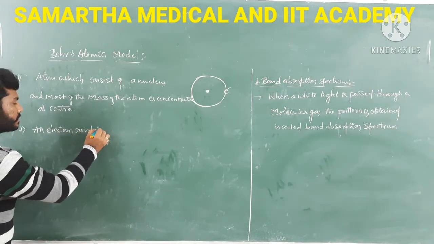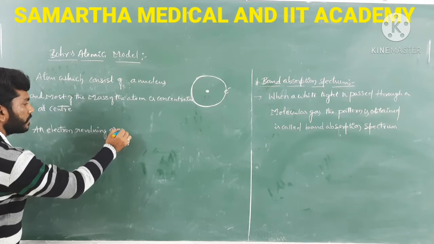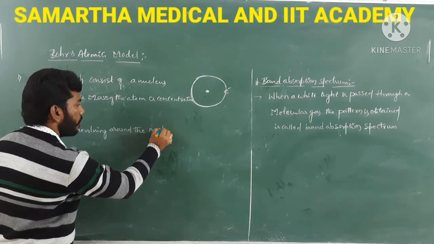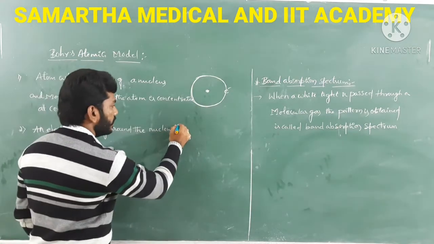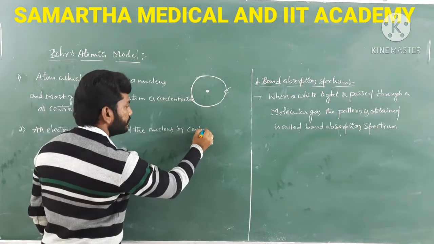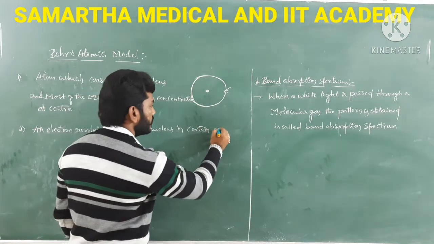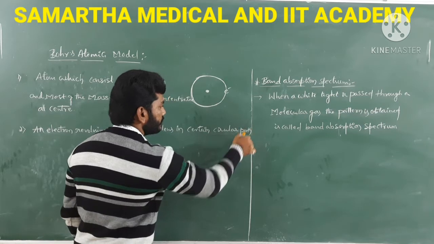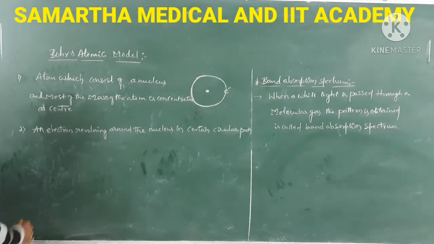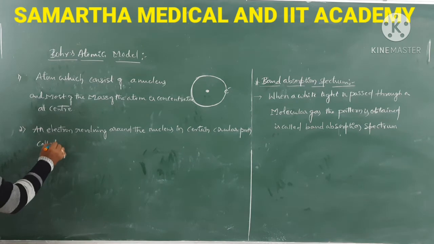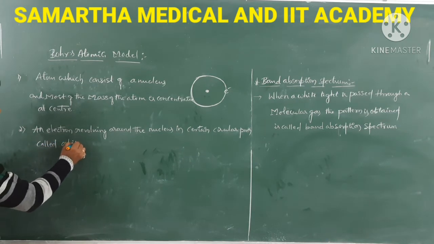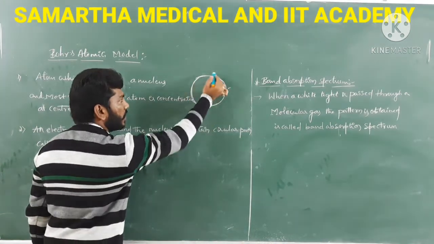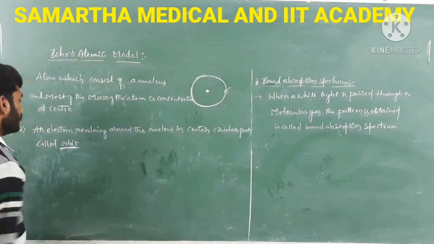revolving around the nucleus in a certain circular path, called an orbit. Orbit is nothing but a circular path where the electron has to be revolving. So this is an orbit.